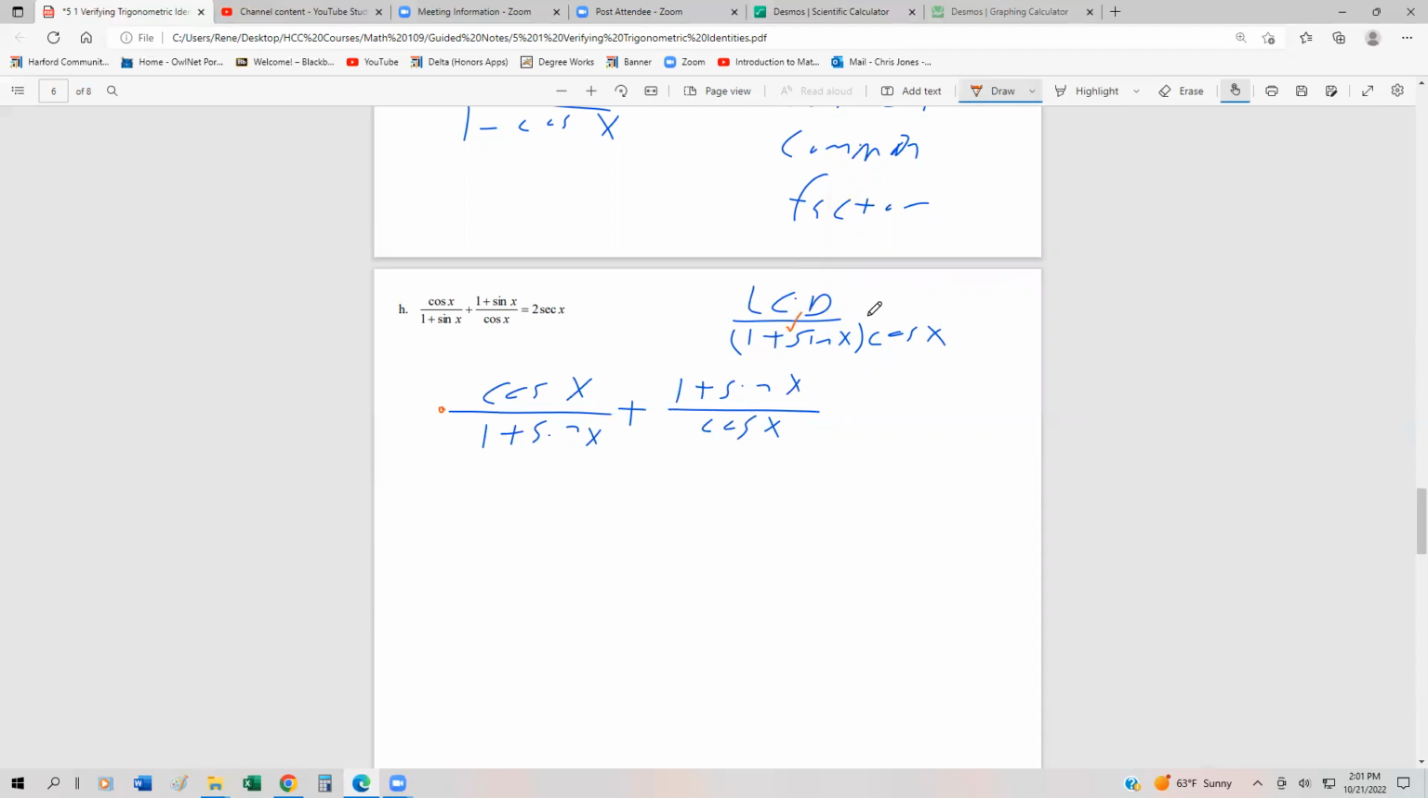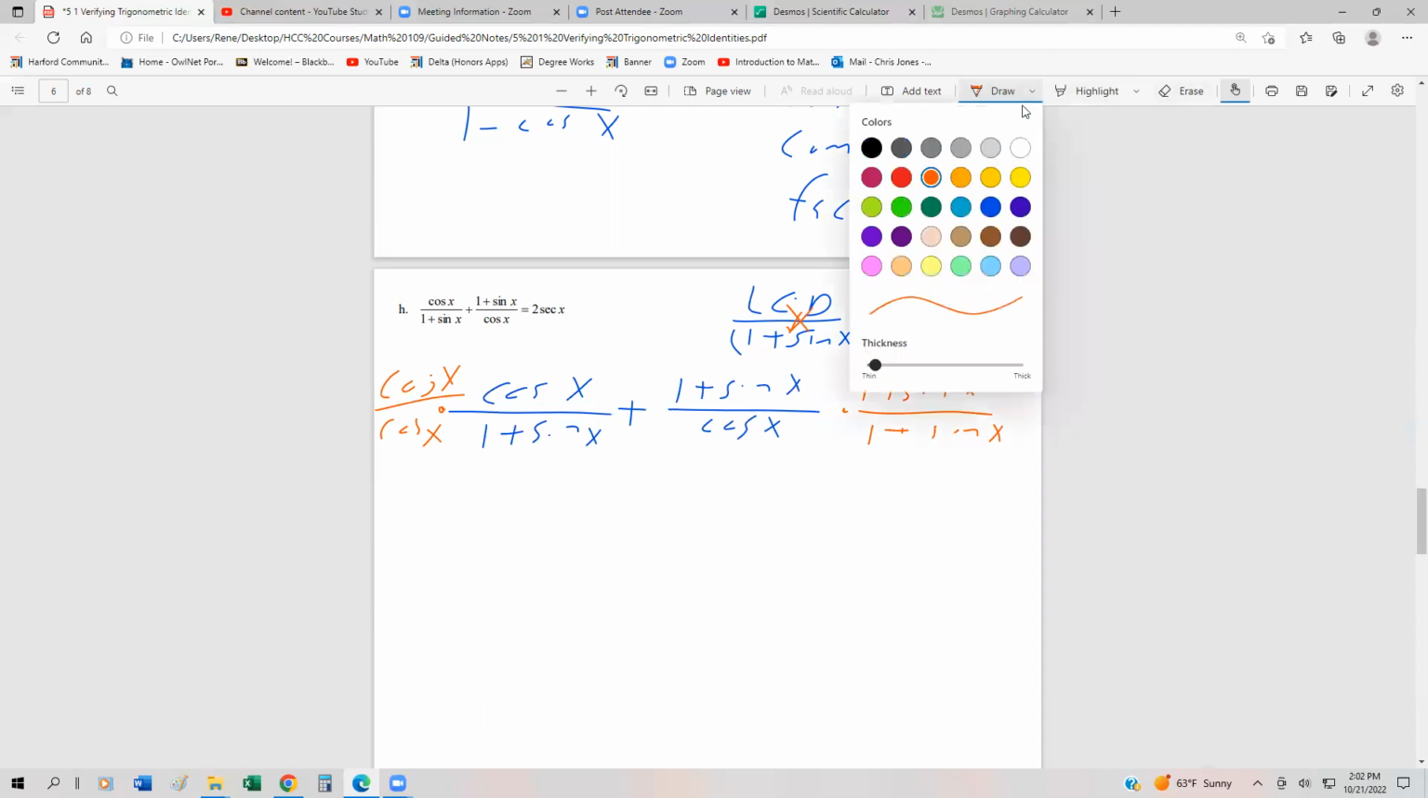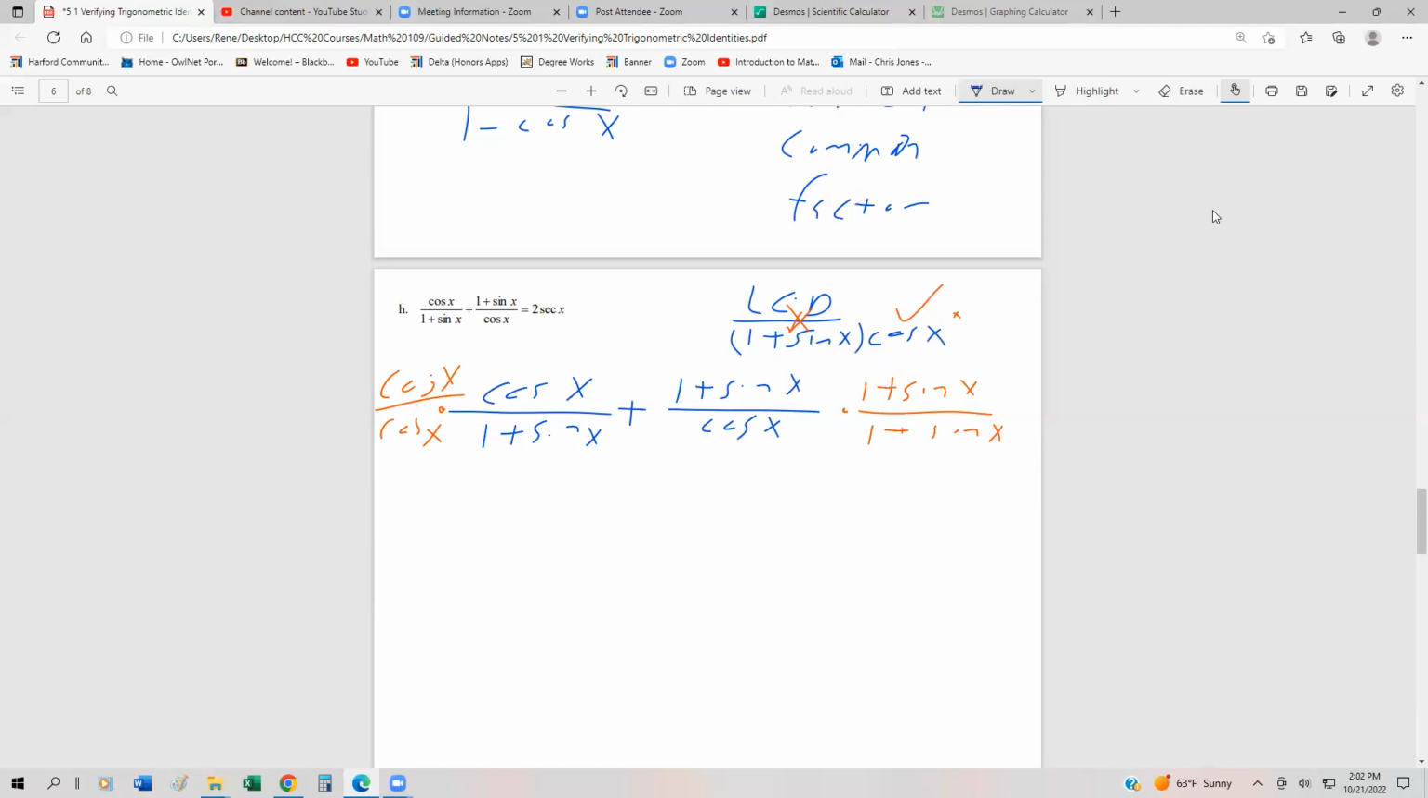We have the 1 plus sine, but we don't have the cosine of x. All right, so we're going to multiply by cos x over cos x. And then over here, notice that we have the cos x, but we don't have the 1 plus sine x. So I'm going to multiply by 1 plus sine x. Right? And again, that's just by multiplying to get our least common denominator. Now, at this point, let's go ahead and multiply. And by the way, this step, we just multiply to get our least common denominator.